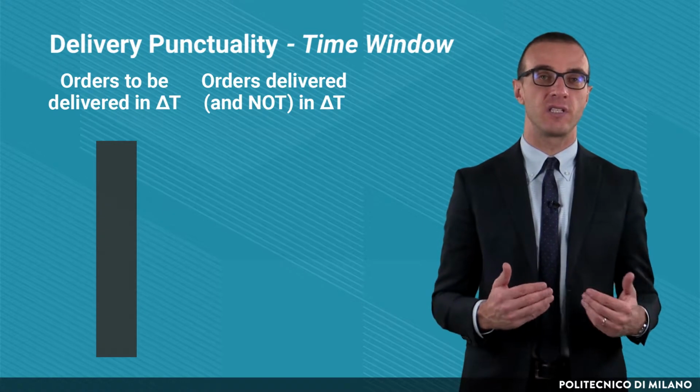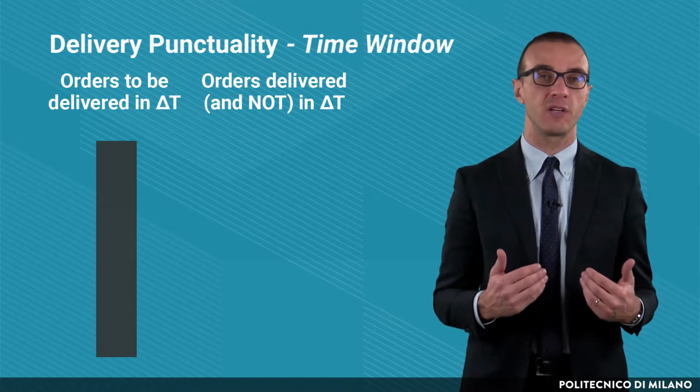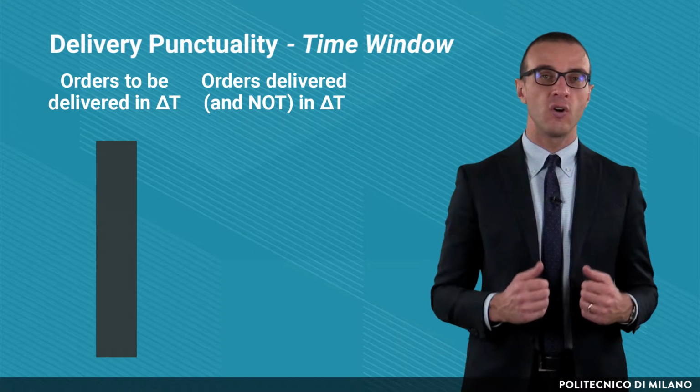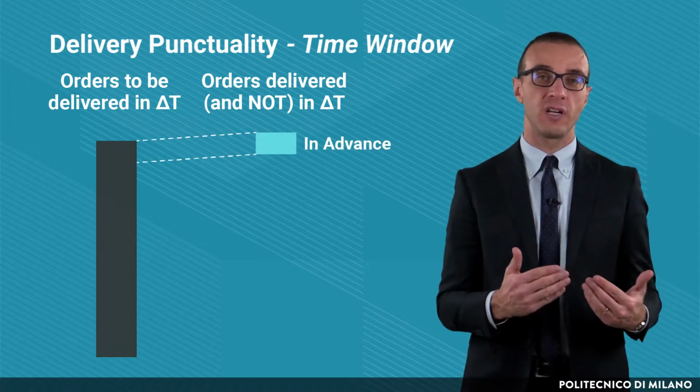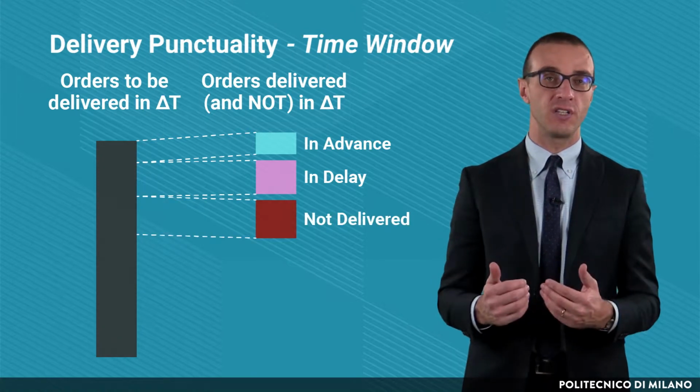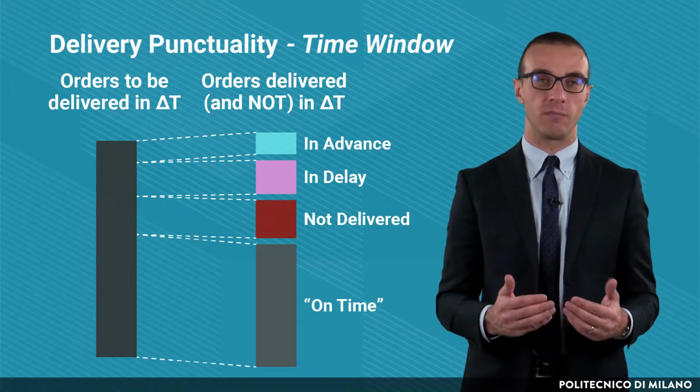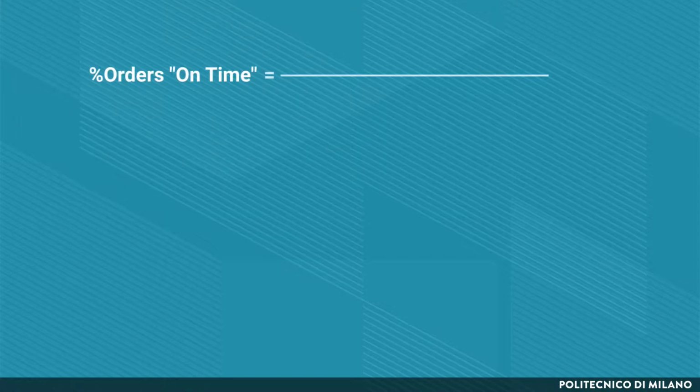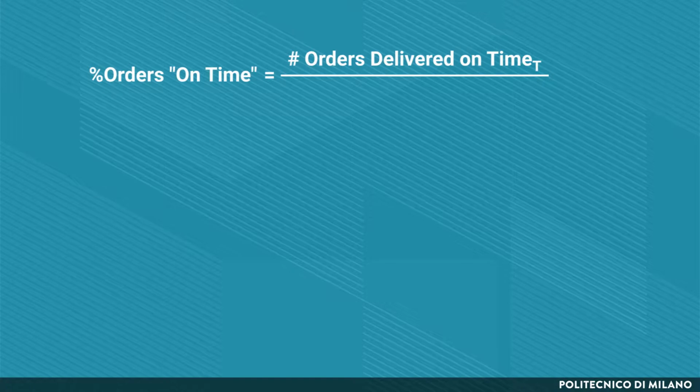Assuming as reference the set of orders whose delivery has been agreed in a considered time window, we may identify orders delivered in advance, delayed orders, orders not delivered, and orders delivered on time. The percentage of orders delivered on time is calculated as the ratio between the number of orders delivered on time and the total number of orders delivered.